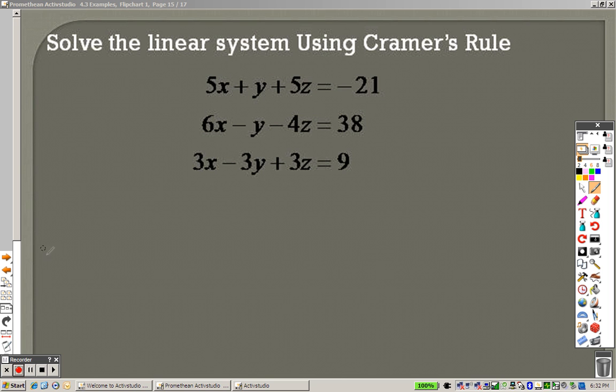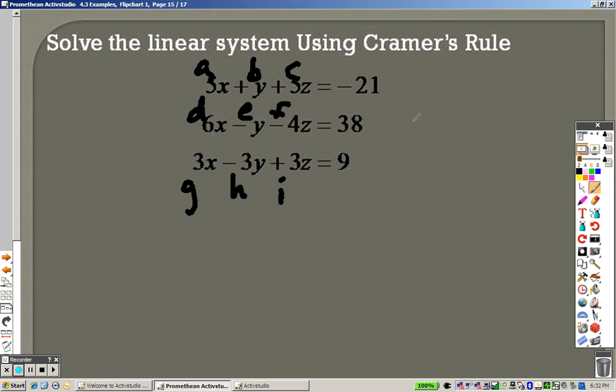3 by 3 is set up the same exact way. Okay, this is A, B, C. Now this is D, E, F. That's G, that's H, that's I, that's J, that's K, and that's L. And by that I mean now we have to solve for X.